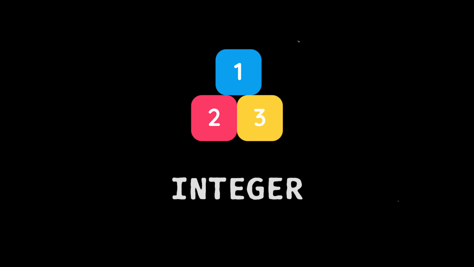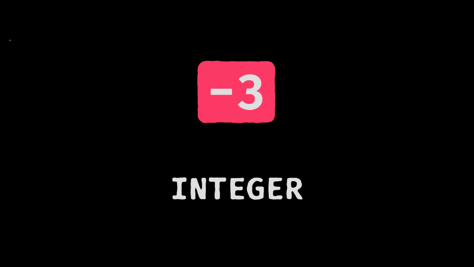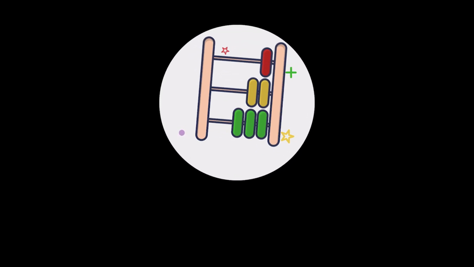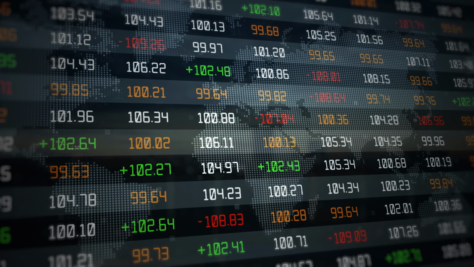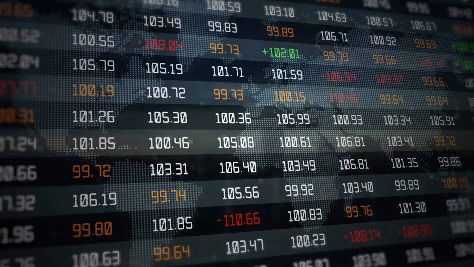Integer is one of them. These are just whole numbers like 13 or -3, great for counting things like scores or levels in a game. We also have floats, numbers with decimals like 3.14. And floats are perfect for prices, measurements, and any math that isn't just whole numbers.